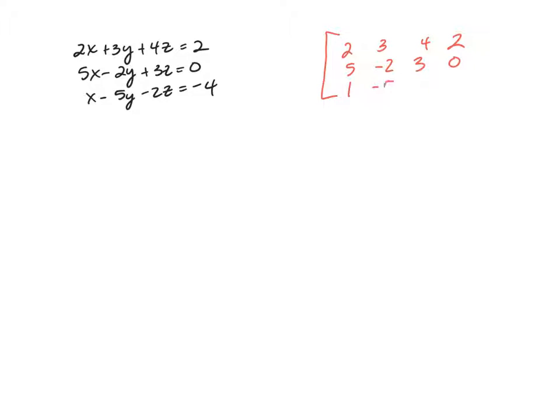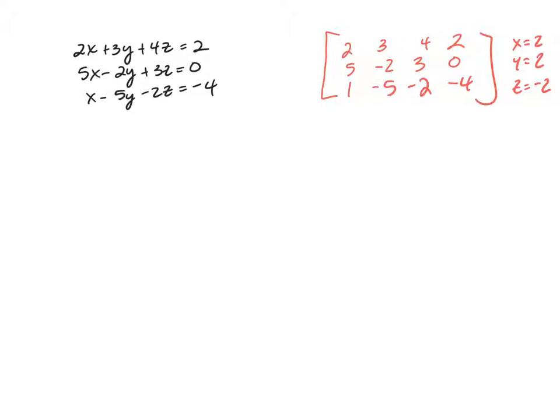One minus 5 minus 2 minus 4. And if I'm not mistaken, you were going to get x equals, y equals, z equals, let's see if I remember, 2, 2, and negative 2.